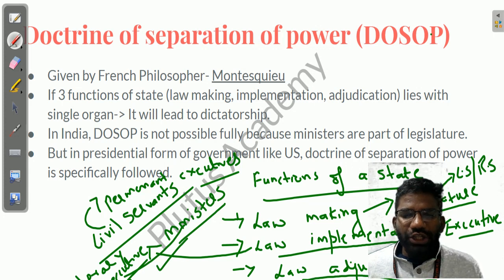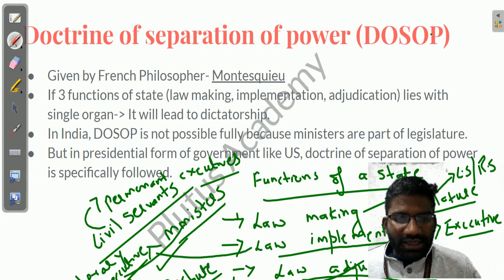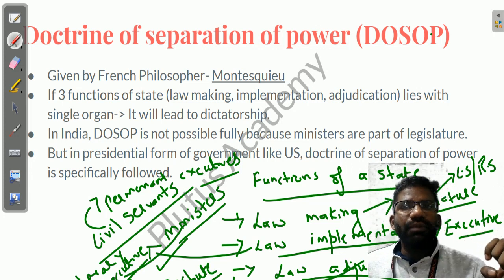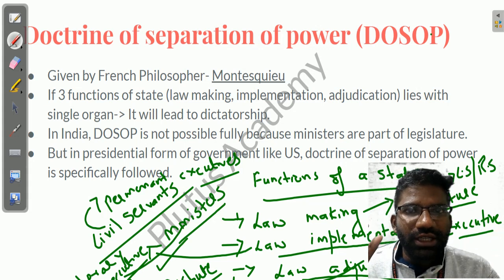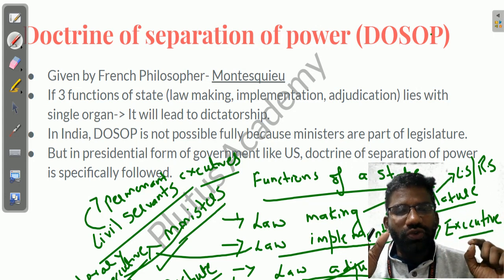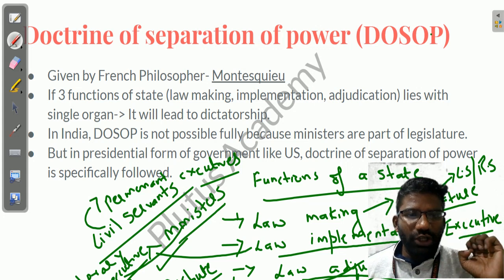Now, law adjudication. What is law adjudication? Adjudication means dispute settlement. See, when a legislature makes a law and an executive implements it, two people can have different opinions on a certain law. And who deals with resolving this conflict of opinions? The judiciary. So, dispute settlement or adjudication is dealt with by the judiciary.